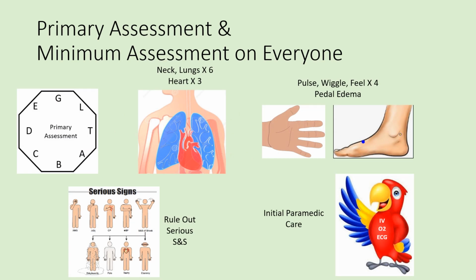Primary and minimum assessment on everyone. You've got to do it. The primary assessment: you've got that general impression, level of consciousness, threats to life, their airway, breathing, circulation, their disability. Look at the D's, pupils, and expose the D's, chest, so you can listen to 6 lung sounds and 3 heart tones. As you're moving from the D's pupils to the chest, notice the neck and the presence of any JVD.